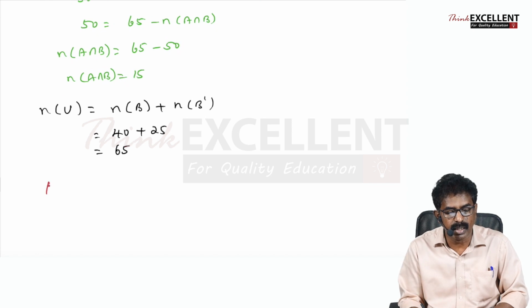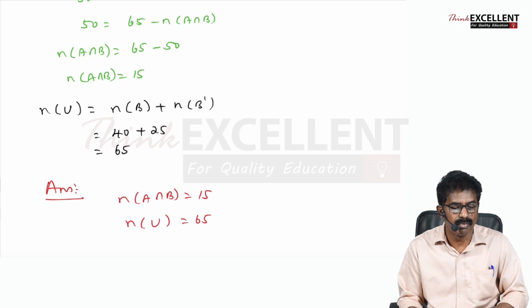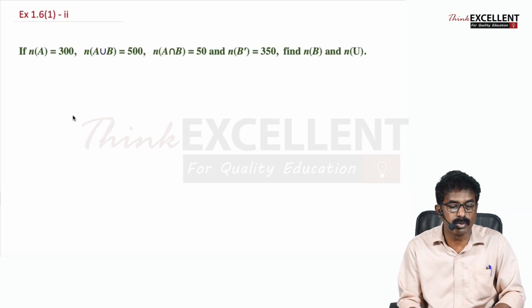The last you say answer. Two things they asked to find. One is N of A intersection B. It is 15. And the second one is N of universal set. It is what? 65. One more question of the same type so you can understand better.